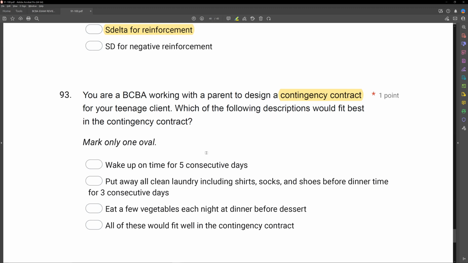C, eat a few vegetables each night at dinner before dessert. Again, how do we define a few? My definition of a few could be different than your definition, could be different than the client's definition, especially if the vegetables change. Not clear, especially for a contract. The contract needs to be crystal clear, argument proof, because remember, you and the client should agree on it before they sign it. So A and C just aren't very specific.